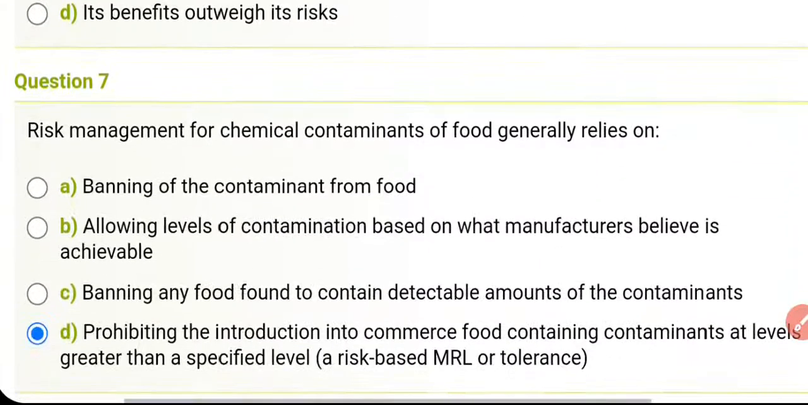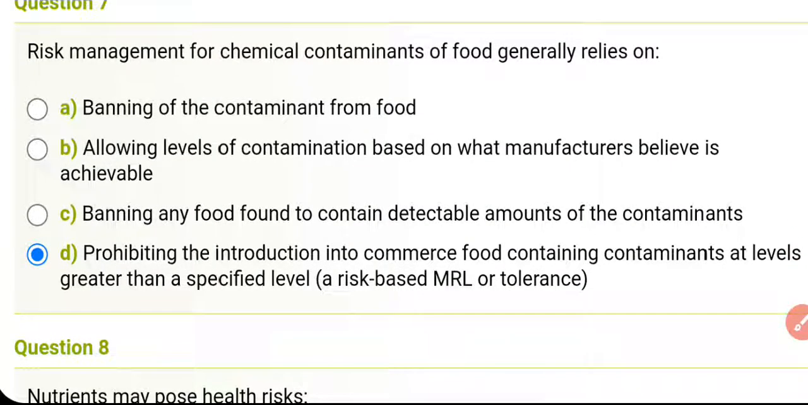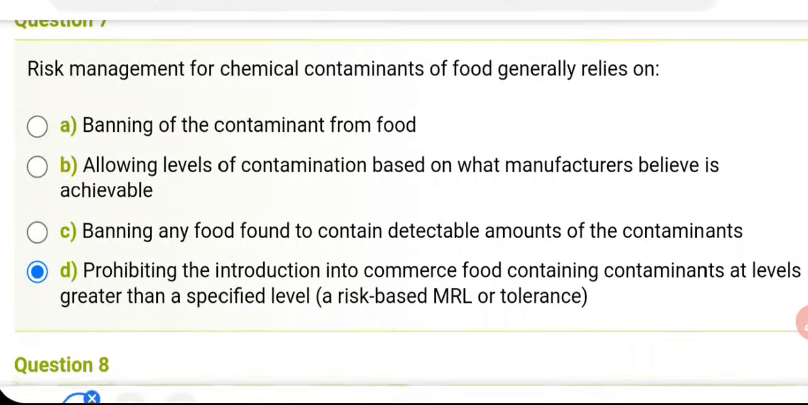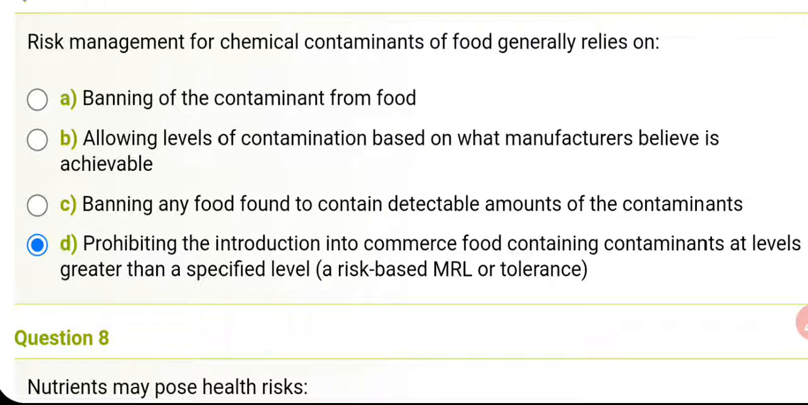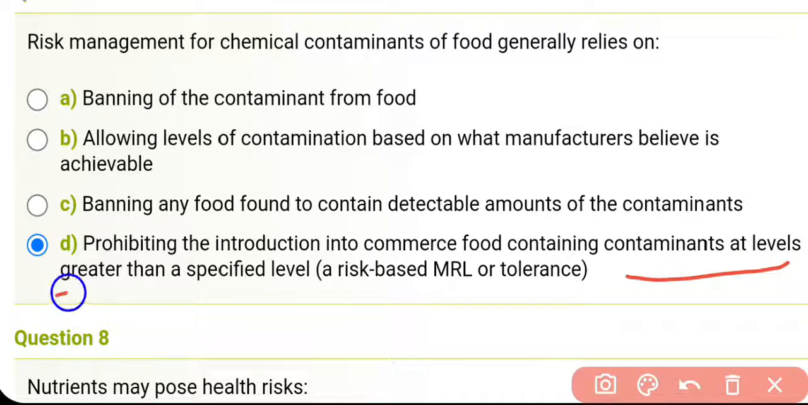Okay, then risk management for chemical contaminants. Risk management for chemical contaminants of food generally relies on what? Prohibiting the introduction into commerce of food containing contaminants at levels greater than a specified level, a risk-based MRL or tolerance.